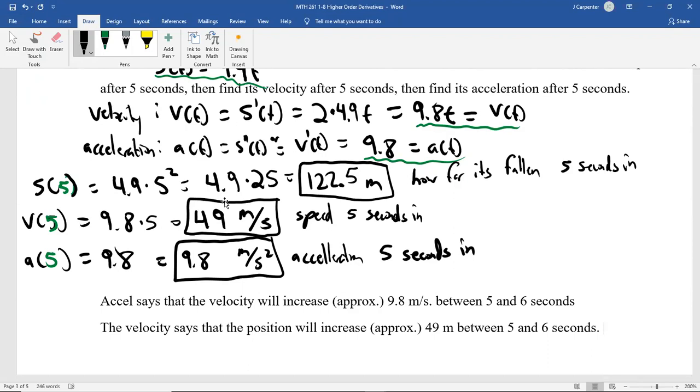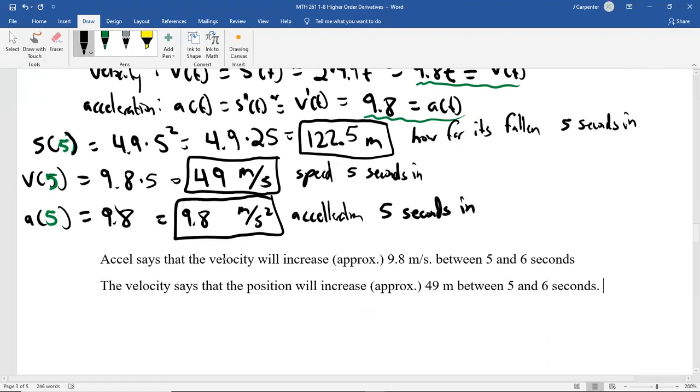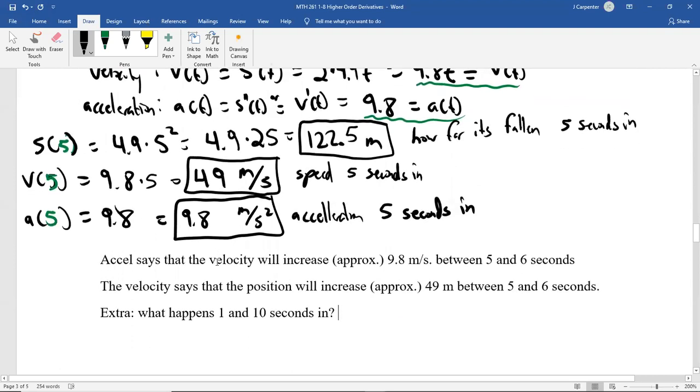If you don't believe me, the textbook does not do this, but I want to plug in 10 seconds now. So let's ask, as an extra problem, what happens 1 and 10 seconds in? Sorry, I didn't say the 1, but I meant to. So we're going to plug 1 into these 3 things, and then we're going to plug 10 into these 3 things and see what we get.